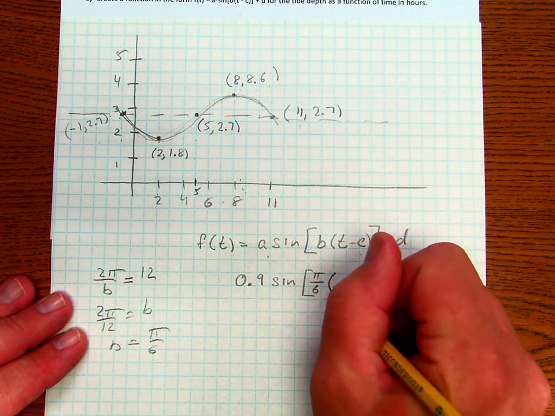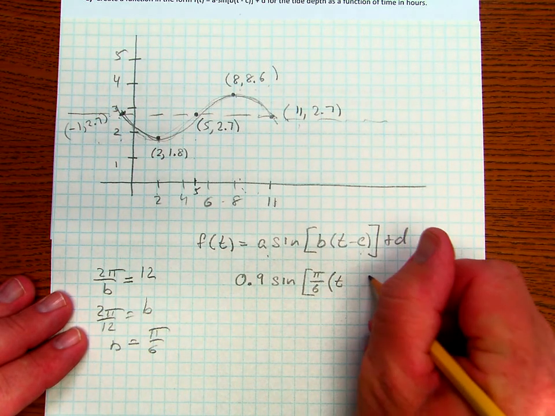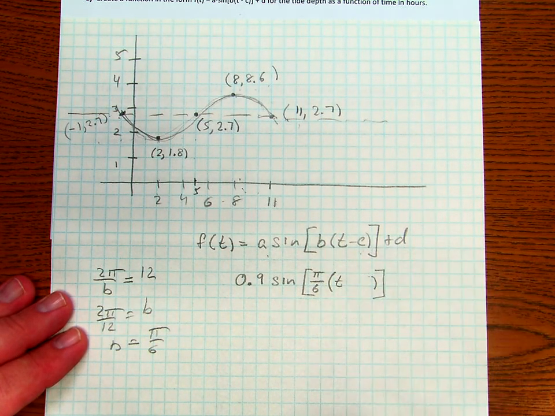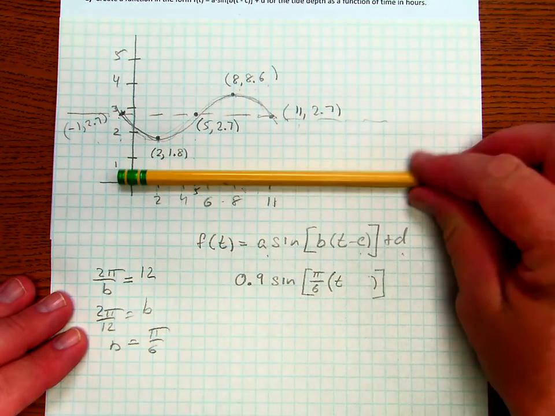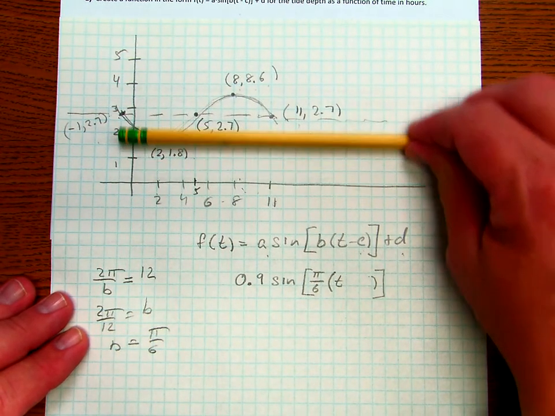I'm saving the c for the end. The d is going to correspond to that shifting of the midline, which starts at 0, which is now up at 2.7.